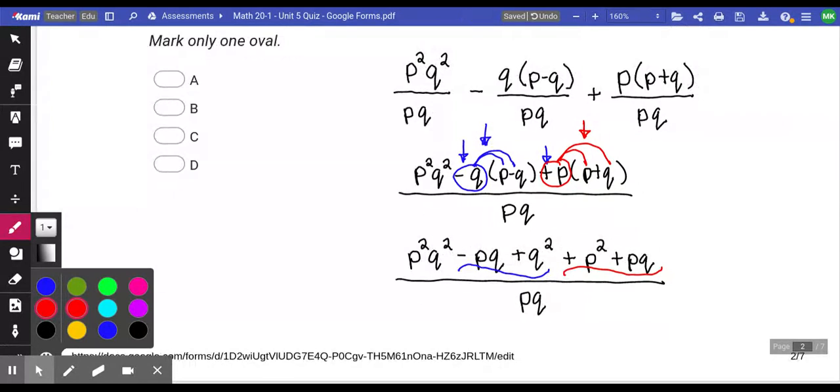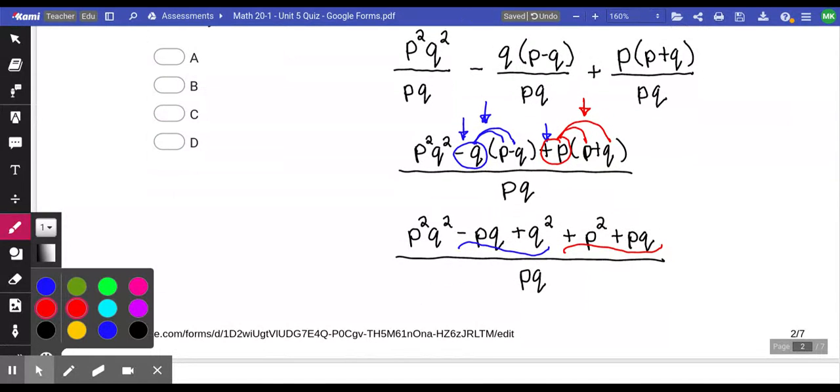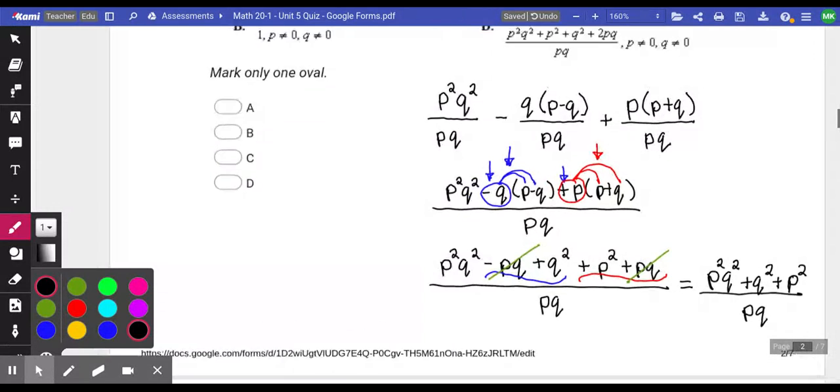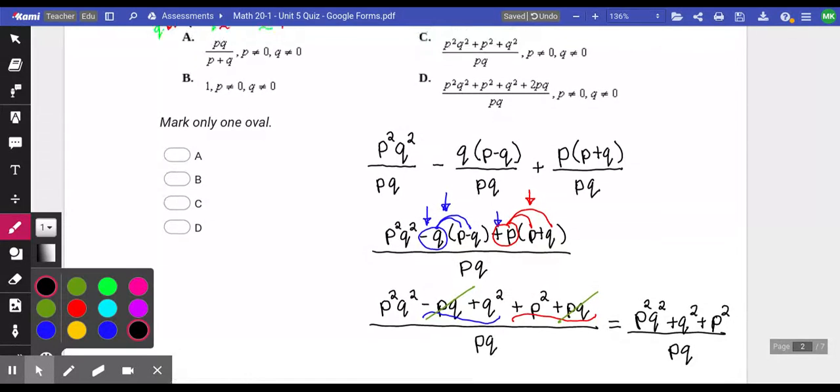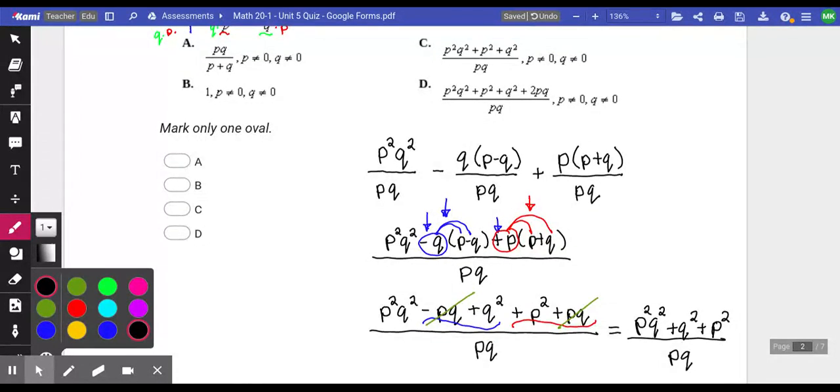And the reason we expanded was so we could add and subtract like terms. Negative pq and positive pq would cancel out, giving me an answer of p squared q squared plus q squared plus p squared divided by pq. Woo! That is a hard adding subtracting question. Just going to throw it out there. The answer should be C.